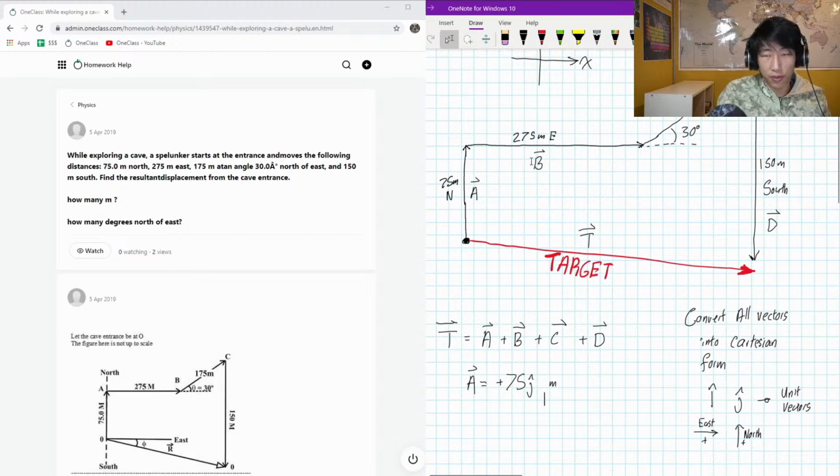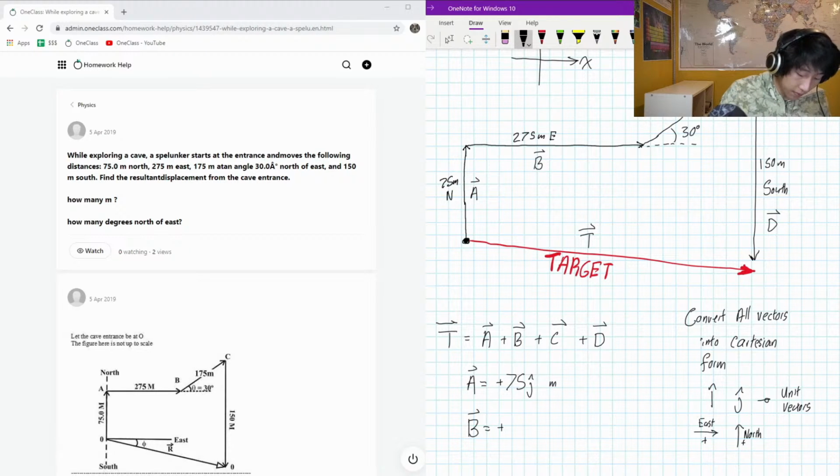Now what about B? B is kind of similar. We're only going east-west, no north-south movement, so there's no j term associated with the B vector. It's just going to be i. We are going straight towards the east, and east is our positive i direction, so this will be a positive term. Our magnitude is 275 meters in the i direction, meters.